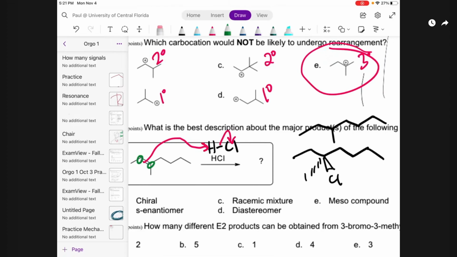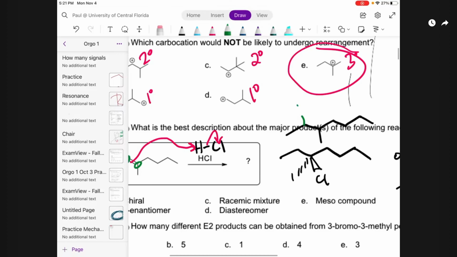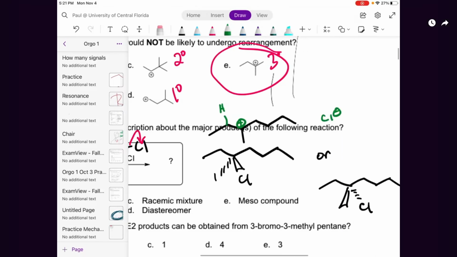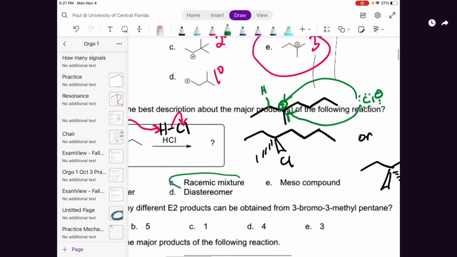Okay, so the hydrogen is going to go here, which leaves that carbon with a carbocation. And now the chloride can come in and attack from the front face or the back face. And that's why you are going to get a racemic mixture.